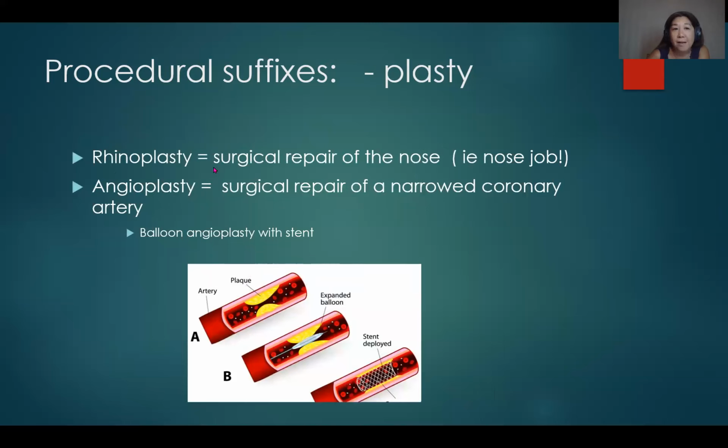Rhinoplasty is the fancy name for a nose job, right? Surgical repair of the nose. Angioplasty is another common term you'll run across. This is the surgical repair of a narrowed coronary artery.